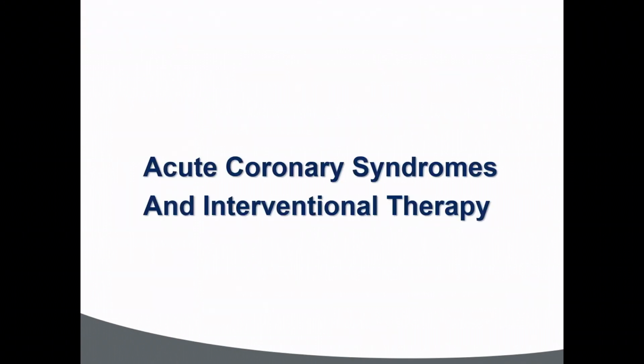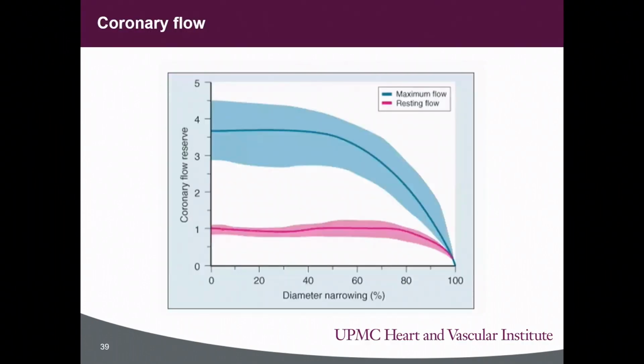So now let's shift our focus to acute coronary syndromes, and we'll talk a little bit more about interventional therapies as well for coronary artery disease. As we look at coronary flow, we see here that you have a resting flow down at the level of 1, and then you have the maximal flow. As you can see, up through a diameter narrowing of about 60% in general, it stays about the same. As that narrowing becomes more significant, you reach 70, 80+% stenosis. Now all of a sudden your coronary flow reserve drops quite significantly.